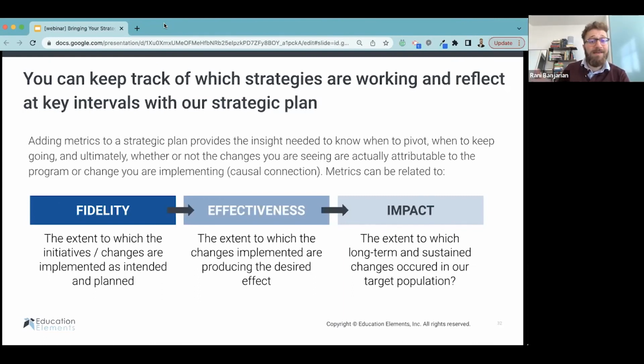And we found that if you're able, as a group of constituents that are working with the district, or if you are in the district working towards living out your strategic plan and implementing the plan, if you're able to articulate metrics that are aligned to these three ideas, fidelity, effectiveness, and impact, it makes it really, really less challenging to actually monitor progress towards the goals that you've articulated for yourselves in the district.